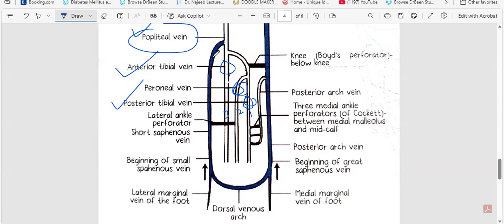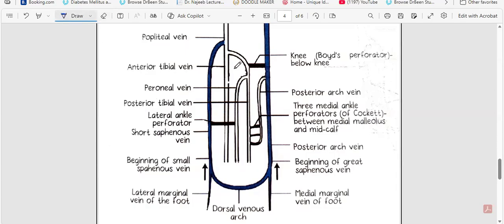So some veins connect the deeper veins to the superficial veins. Those are called perforating veins. You can see these are the perforating veins. Like this is one perforating vein, and this is another perforating vein. These are the perforating veins connecting.